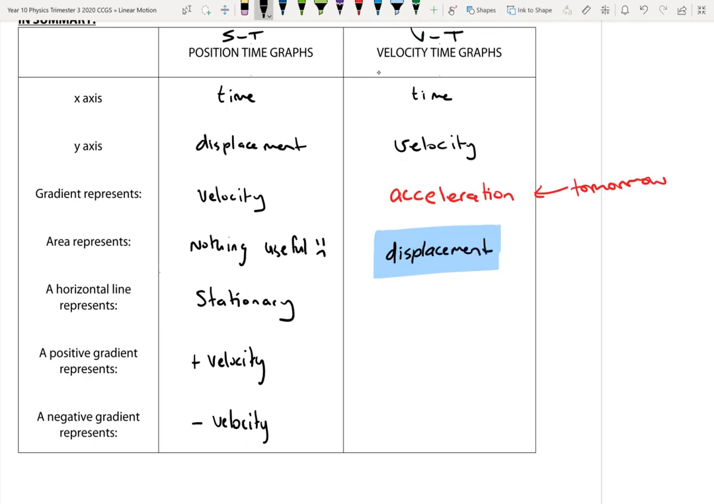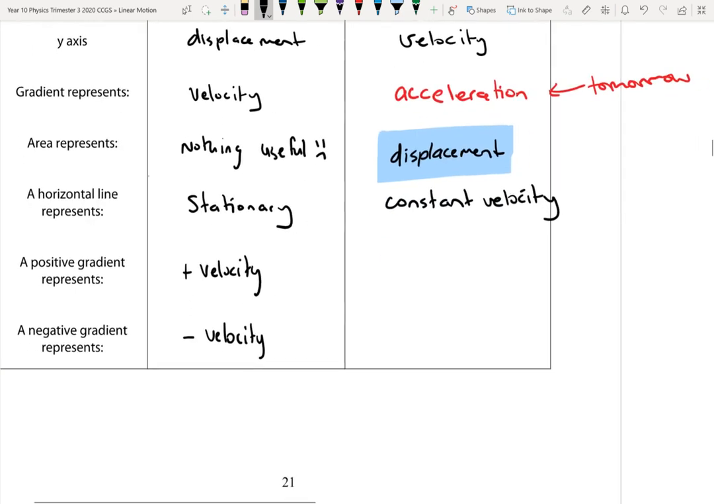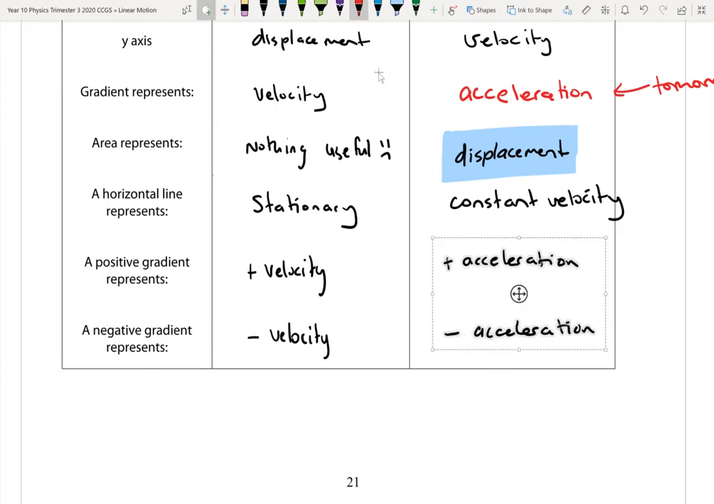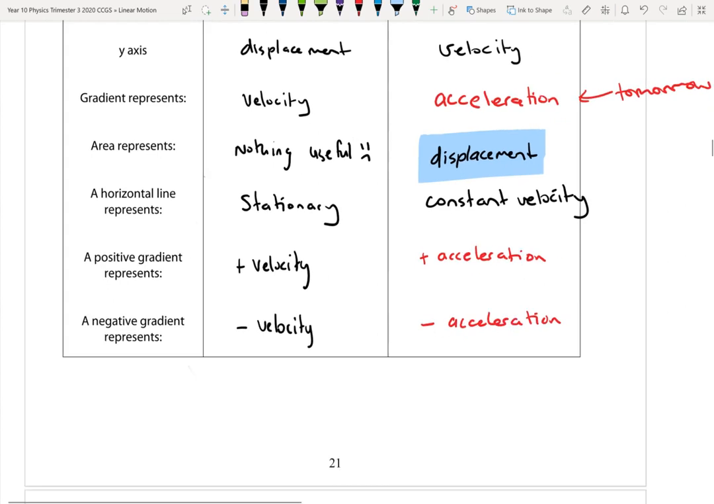Displacement. Okay? If your velocity time graph is a horizontal line, what might that represent? Same speed or a constant velocity? A horizontal line means that your velocity is not changing. And then obviously a positive gradient would mean a positive acceleration. Negative would be negative acceleration. These ones we will work, it'll take a few lessons to get familiar with. We'll get to that tomorrow.